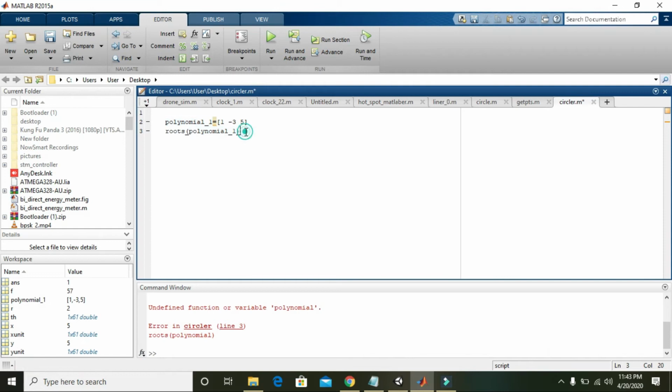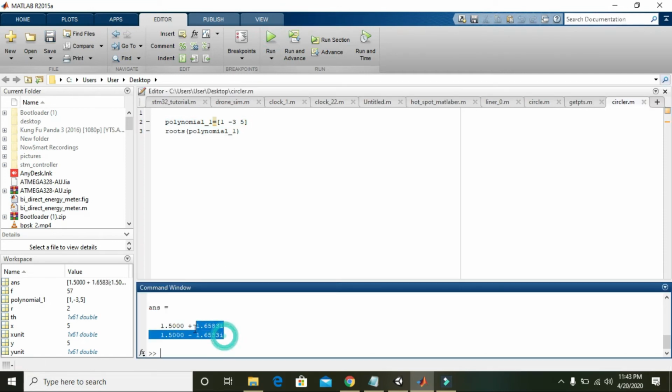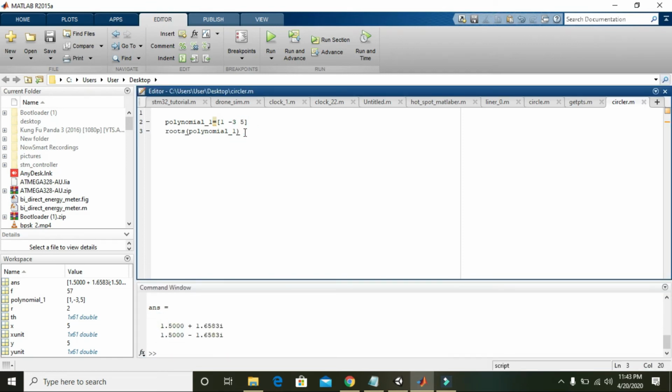Okay, then press run, and now you get the two roots of the above vector or polynomial equation of a single variable.